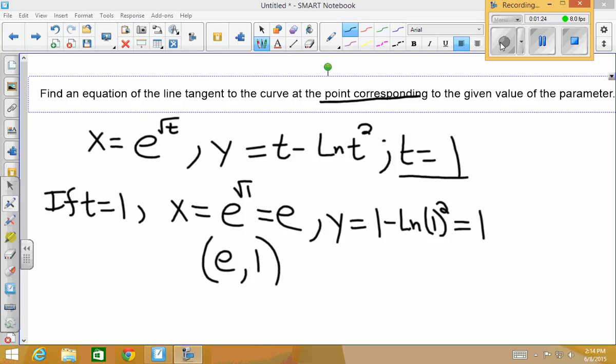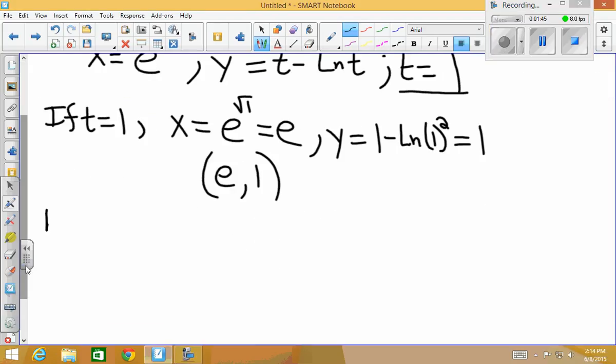Finding an equation of a line depends on which form of the equation you use, but if we use the point-slope form, then we need a point, which we just found, and the slope. The slope of this line can be found using the derivative because this is a tangent line. So the slope of the line is going to be the derivative of y with respect to x when t is equal to 1.